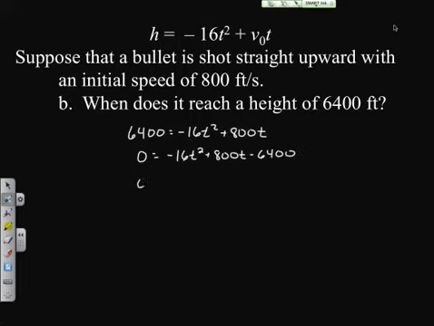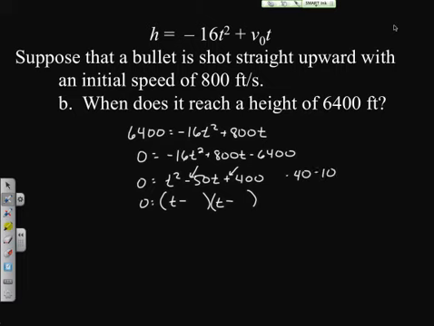But again, everything's divisible by negative 16, so we're going to get t squared minus 50t plus 400. So we factor this, get t and t. The signs are the same and both negative, so negative and negative. And factors of 400, well, they've got to add up to negative 50, so we could try 40 and 10. We could just list them, but we can see that negative 40 and negative 10 is probably a pretty easy one, and it works.